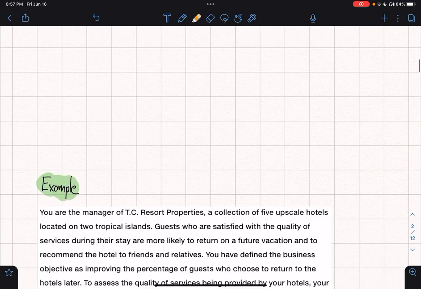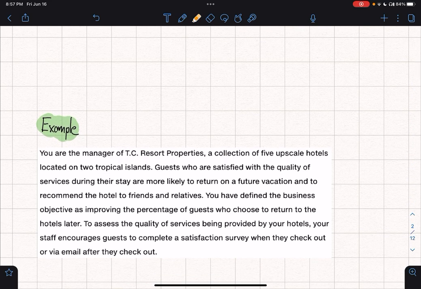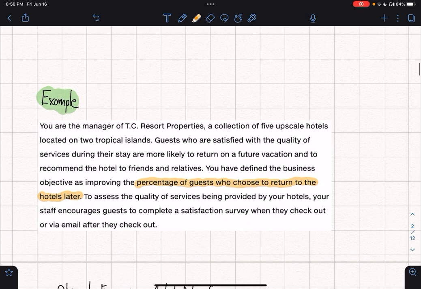Okay, so let's look at an example. This is from our textbook. So we run some resort, and we have a collection of 5 upscale hotels on 2 tropical islands. Guests who are satisfied with the quality of service during their stay are more likely to return on a future vacation and to recommend the hotel to friends and relatives. We've defined the business objective as improving the percentage of guests who choose to return to the hotels later. To assess the quality of services being provided by your hotels, your staff encourages guests to complete a satisfaction survey when they check out or via email after they check out.